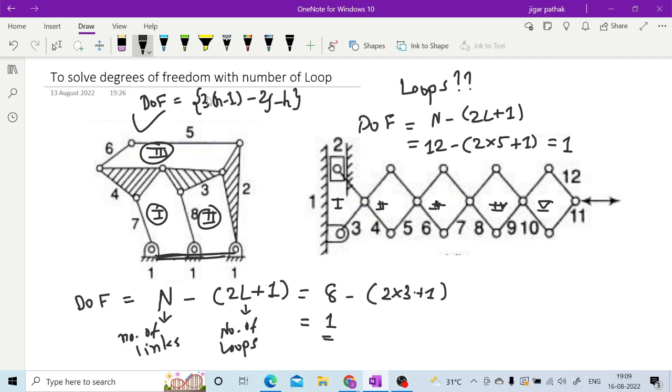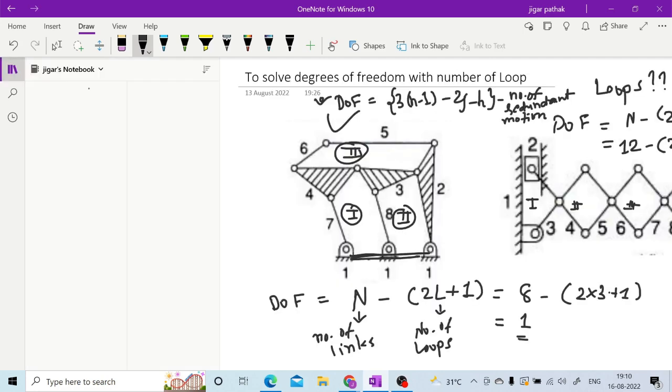Okay, thank you. Yeah, so here the degree of freedom is 3 into n minus 1, minus 2j minus h, minus the number of redundant motions the mechanism is having, right? So this is also the equation which we have seen in the last lecture. So this is how we have calculated degrees of freedom.